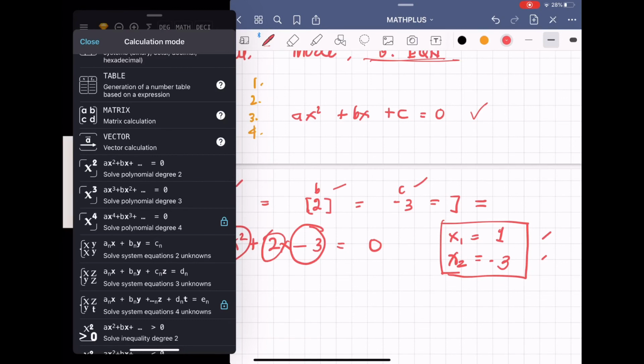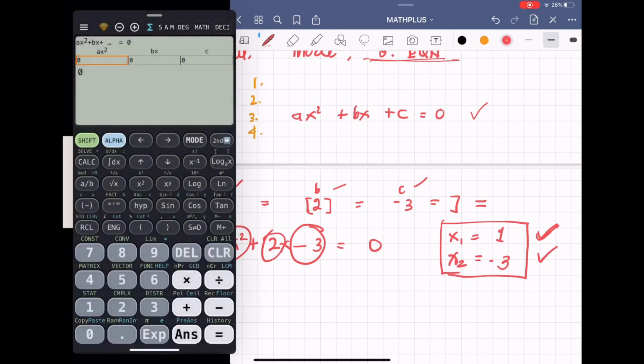This one was our second root, and this one was our first root. But in your calculator, it will appear as 1 and negative 3. If you downloaded the same calculator I'm using in this presentation, then you just look for your polynomial in the second degree. This is this one: Solve polynomial in second degree. And then you just do the same process.